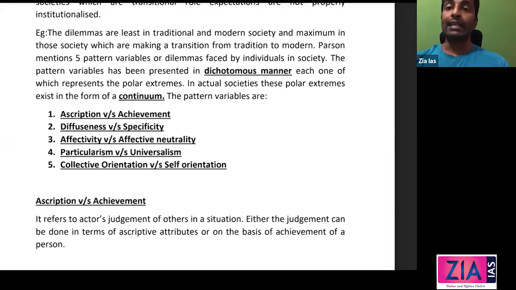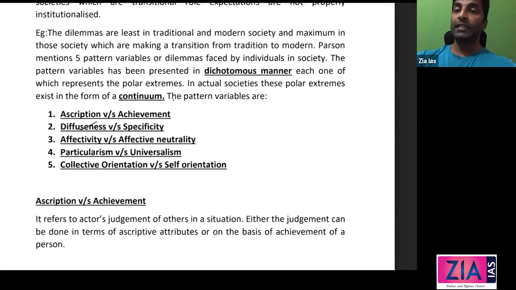So guys, this one, ascription versus achievement. So why dichotomous manner? Traditional, modern. That is dichotomous. Similarly, traditional society is based on ascribed status. Modern society is based on achievement status, achievement based. You become an IAS, IPS officer, then you will get that mobility. In modern society, you will be treated well. That is achievement oriented. Your success will be seen in that way. But in a traditional society, you are born as a son of a Brahmin, then automatically you will be respected, right? That is what ascribed status is. So in traditional society, ascribed status is important. In modern society, achievement is more important.